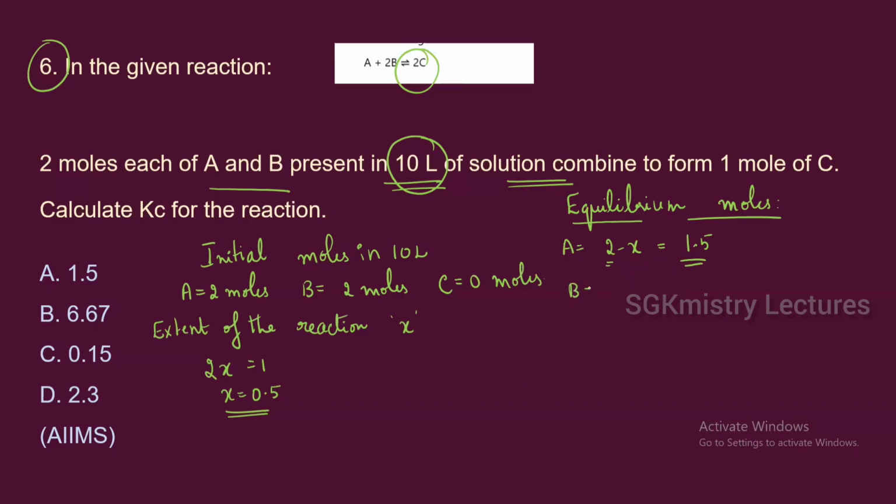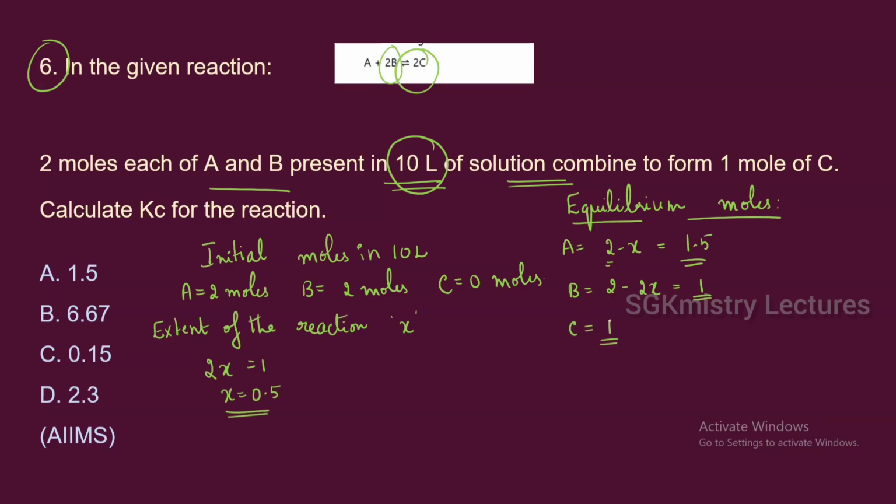Now for B, again, 2 minus, now it is 2B, right? What is there in the equilibrium equation? So we have 2 minus 2X, which is equal to 1. That is 2 minus 0.5 into 2, that is 1. So 2 minus 1 is 1. Next, talking about C, C will be 1.